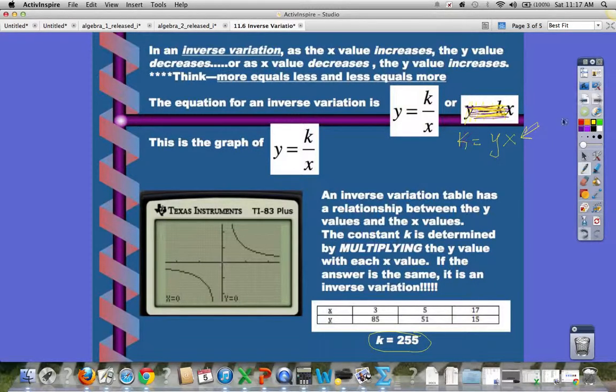Okay? So you'll be given tables, and you're going to either divide the y's by the x's or multiply the y's by the x's, and if there's the same rate, you'll know whether it's direct or inverse.